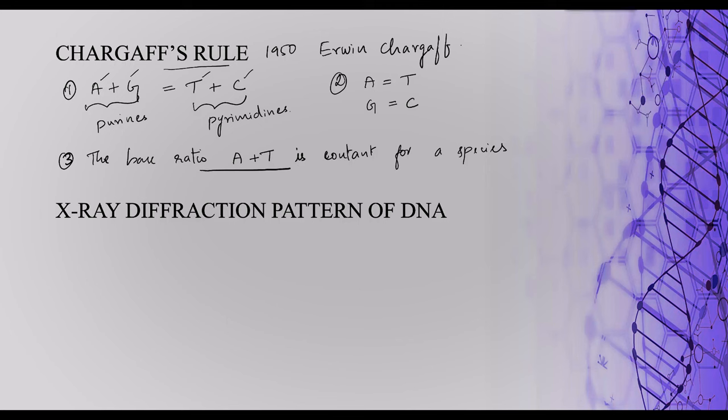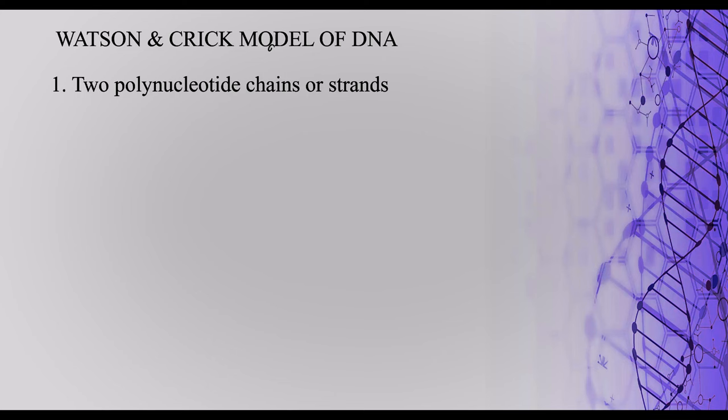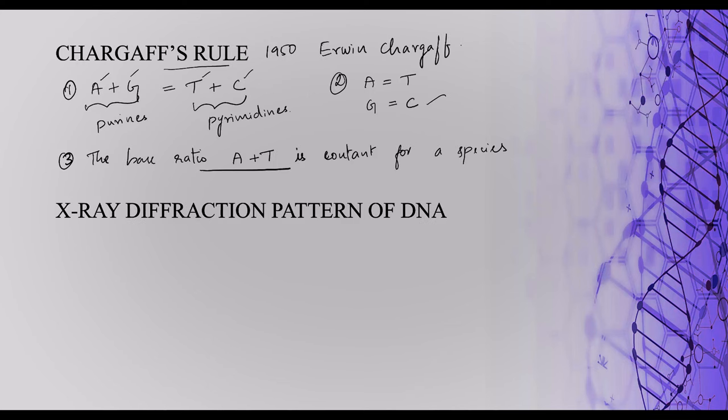So the main thing about Chargaff's rule is that the purines will always be equal to the pyrimidines in amount. And adenine is equal to thymine, and guanine is equal to cytosine.